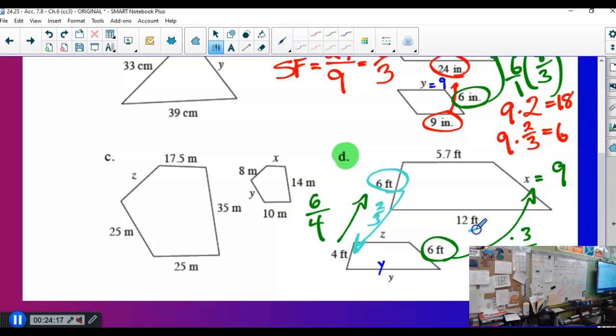Okay, so to find y, what's 12 times 2? 12 times 2, then divide by 3. Not 9. 8. 8, right? 12 times 2 is 24. Divide by 3 gives us 8.